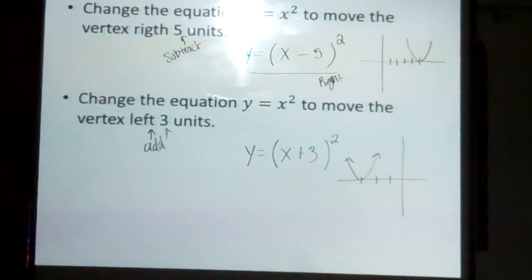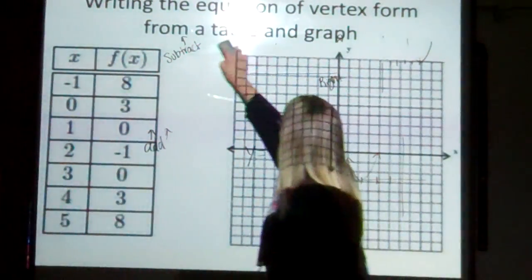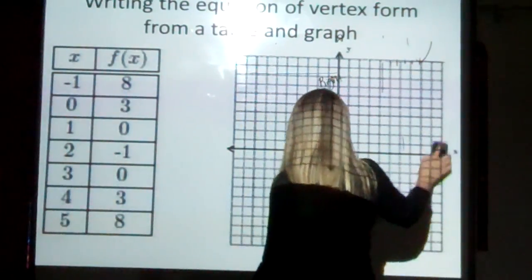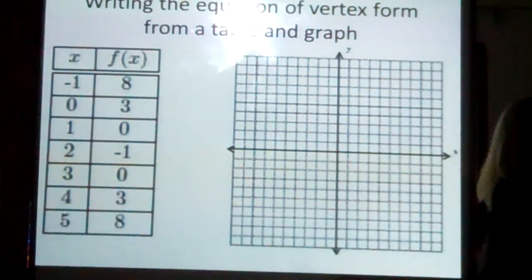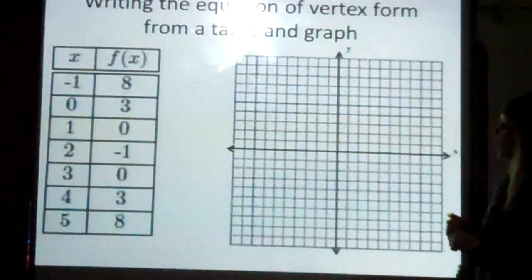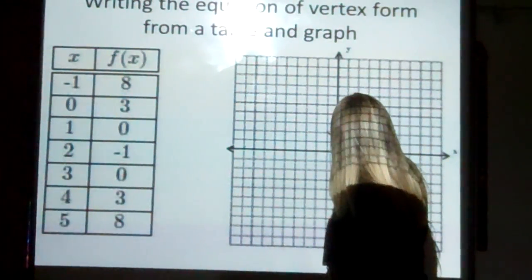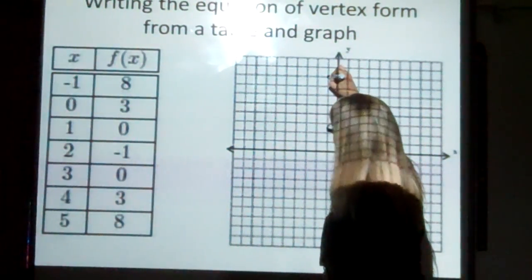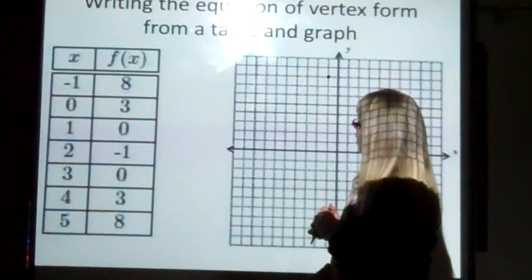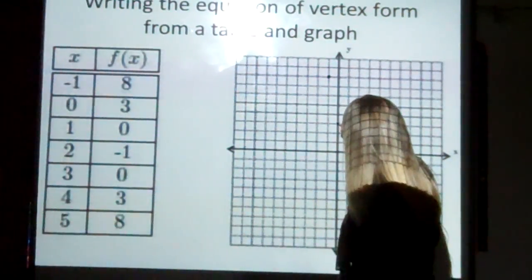Finally, the last thing that we're going to do is write the equation of vertex form from a table and a graph. So if I gave you the table of a parabola, we could graph these points, and you can see, well, if the x is -1 and 8, we would go over -1 and 8 units up. We could go 0, 3. 0, 3 is 0 units over left and right, up 3.